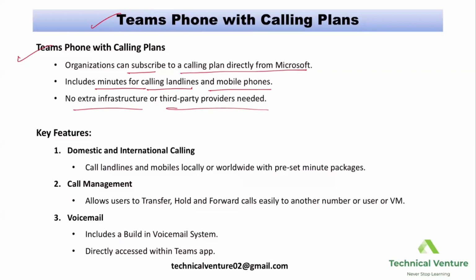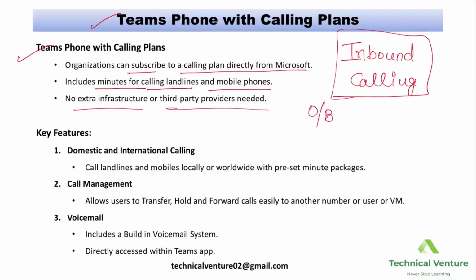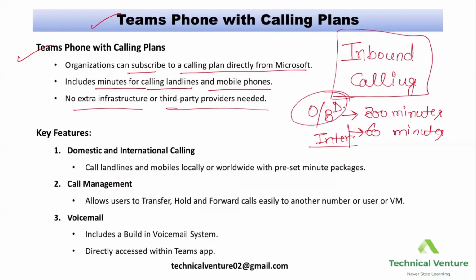One main thing: whenever you are purchasing this plan from Microsoft, there is no limit on minutes for inbound calling, right? For outbound, you might have, let's say, 300 minutes for domestic, or maybe 60 minutes for international. For outbound domestic, you will have, let's say, 300 minutes. This is only for outbound. For inbound calling, whenever you are receiving any call, there is no limit on those inbound minutes, right?